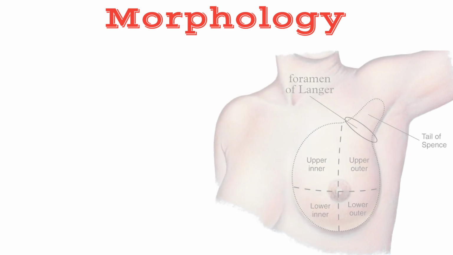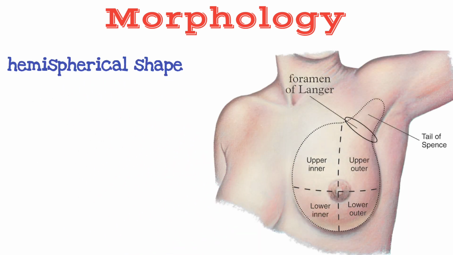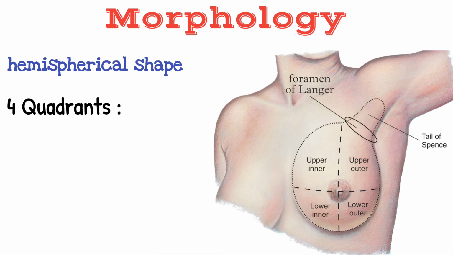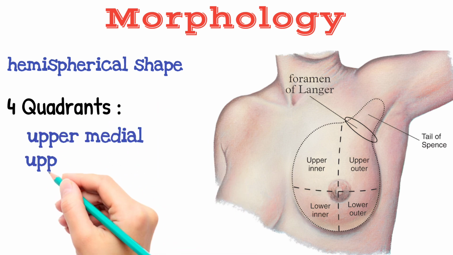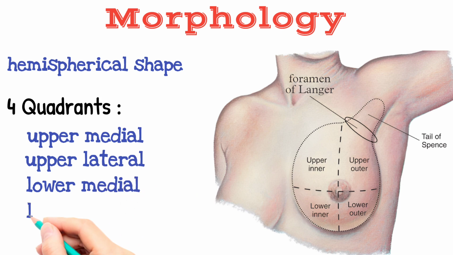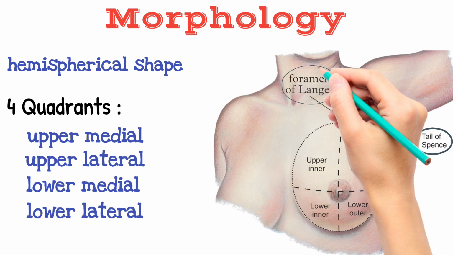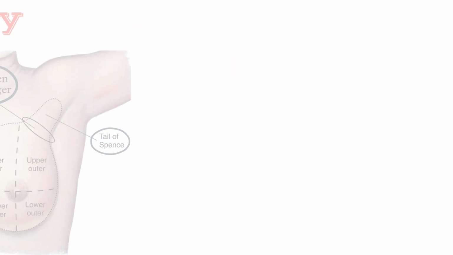Morphology of the breast. The shape of the breast is hemispherical. It is divided into 4 quadrants, namely, upper medial, upper lateral, lower medial, and lower lateral. A small extension of the upper lateral quadrant, called the axillary tail of Spence, passes through an opening in deep fascia, and lies in the axilla. The opening is called foramen of Langer.